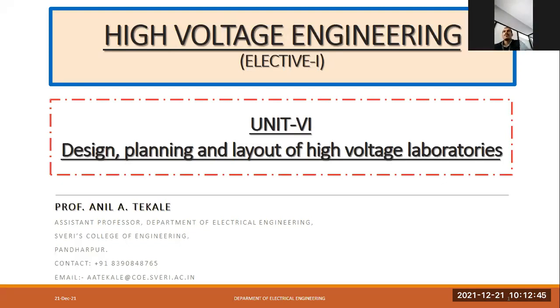Okay. So, unit number 6, that is design, planning, and layout of high voltage laboratories. Whatever we had learned in the first, second, third, fourth, and fifth units, that all combinational part comes under unit number 6. The important thing is how we are going to plan and design the layout of a high voltage laboratory.